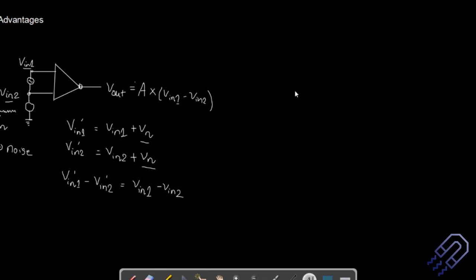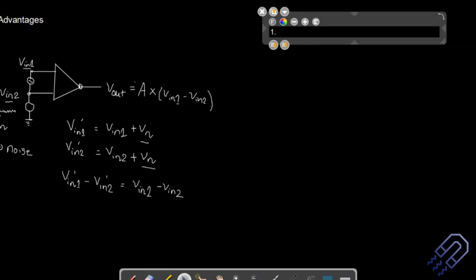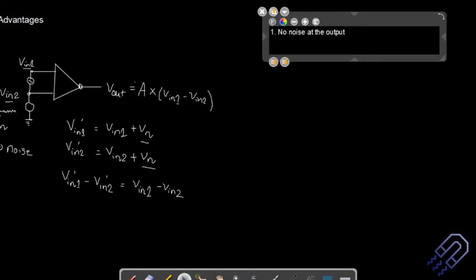So what are its advantages? Probably I'll just list two, and then maybe I can give you an assignment to find out some more advantages. So, no noise at the output. We also need to have that assignment for electronics, so probably I will take up some topic and give it to you. No need of coupling capacitors. So you see, you don't need a coupling capacitor.